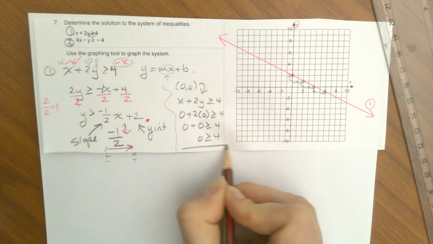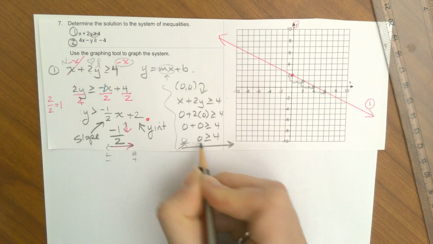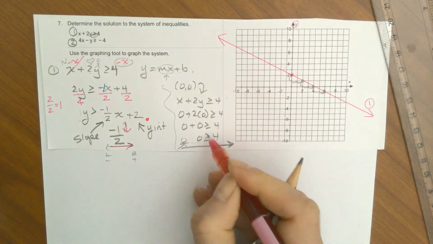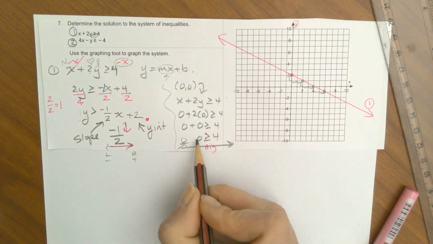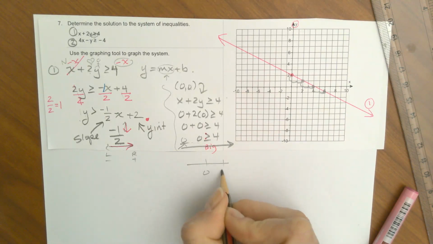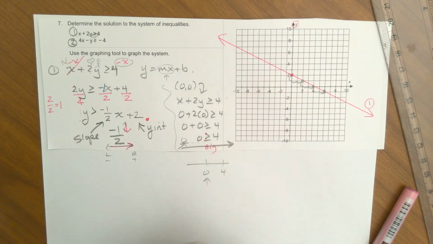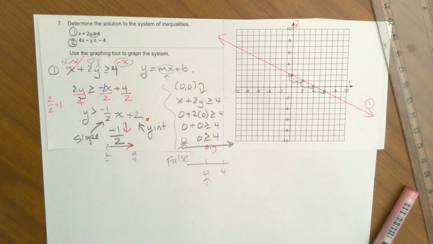So I'm going to read it this way. So pretend I'm walking. And I have 0, and then I have the big side of that sign. So 0 is bigger than 4. Is 0 bigger than 4? No, that's false.